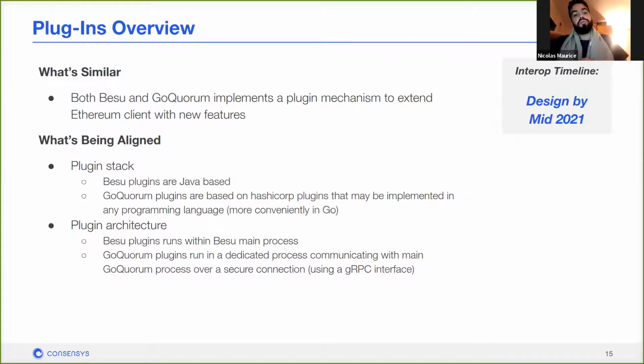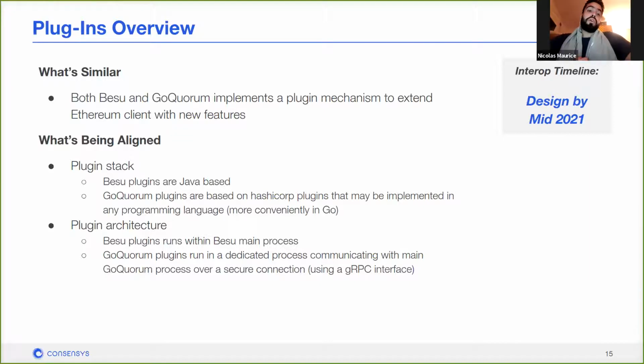While on GoQuorum, it's a bit different. The plugins run in dedicated processes separated from the main GoQuorum process, and they communicate over a secure connection. So it's a mutually authenticated connection using a gRPC interface to communicate. So somehow we can see the plugin as some kind of server running close to the GoQuorum client, and the GoQuorum client acts as a client to interface and communicate with this plugin server.